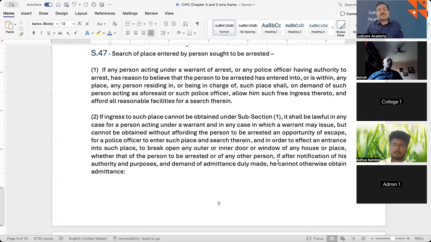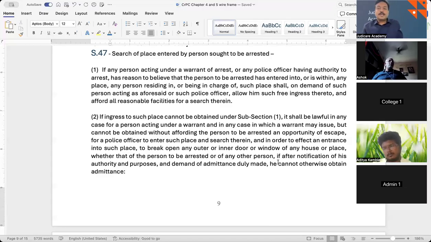Number two, clause two says, if ingress to such place cannot be obtained, so if the person is not allowing or has not got the key, or the owner of the place is not there at all, then it shall be lawful in any case for a person acting under a warrant. Now, acting under a warrant can be a police officer and a non-police officer also, because the law here looks from the warrant perspective. Who is holding the warrant is the police officer. As I said earlier in the previous section also, if there is a warrant in the hands of a common private person, that person acts like a police officer. So this is applicable to that person also.